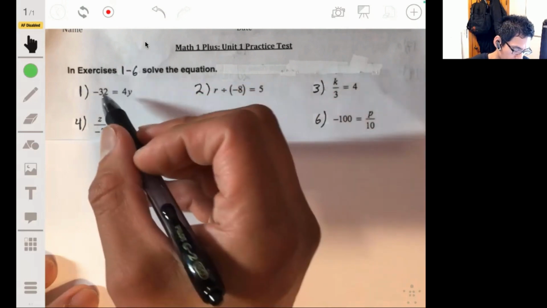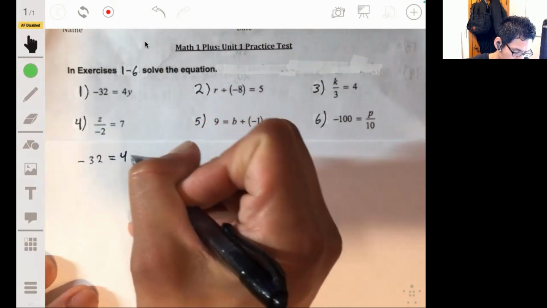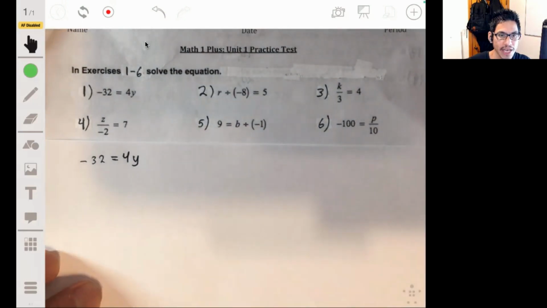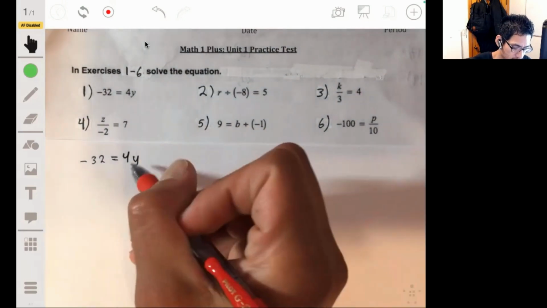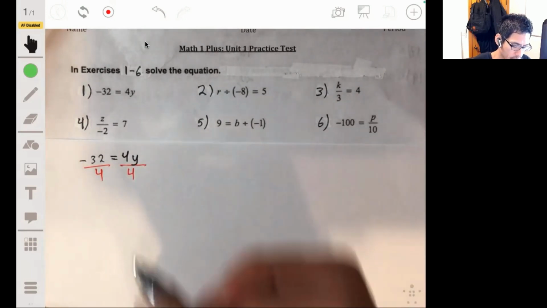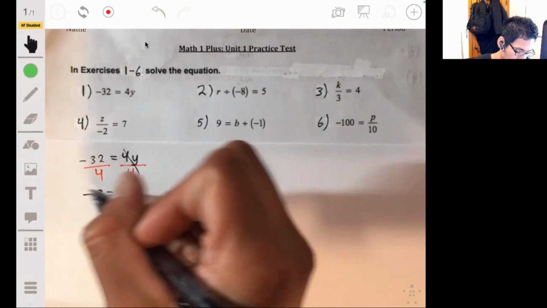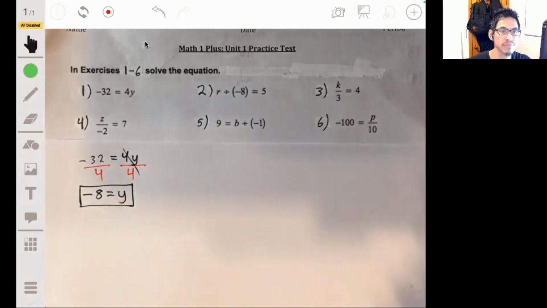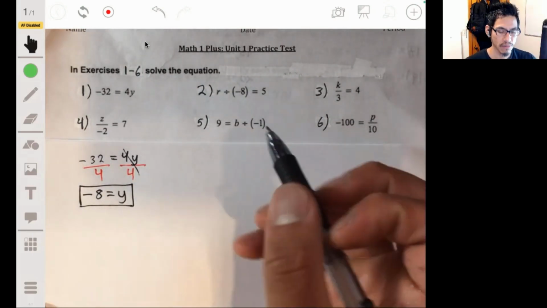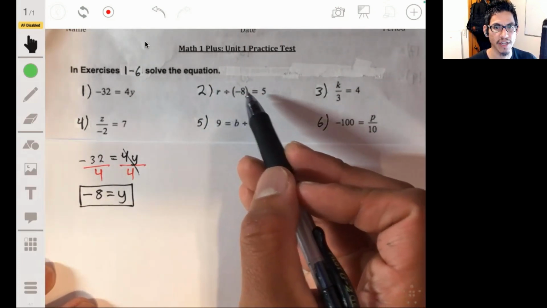So problem 1, negative 32 equals 4y. And for that, you just got to divide each side by 4. Bang. You get that y is negative 8. All right. Problem 2, 2r divided by negative 8 equals 5.